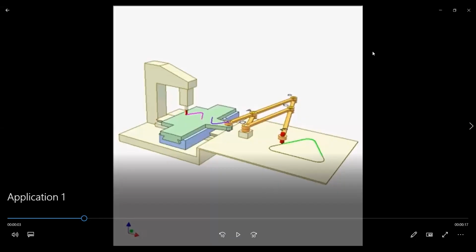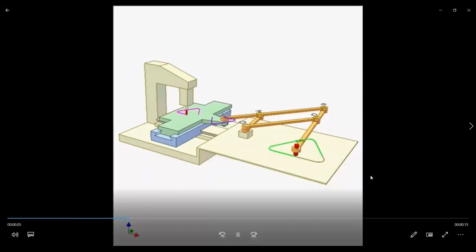Just a second. Is the audio video visible? Yes, sir. Okay.